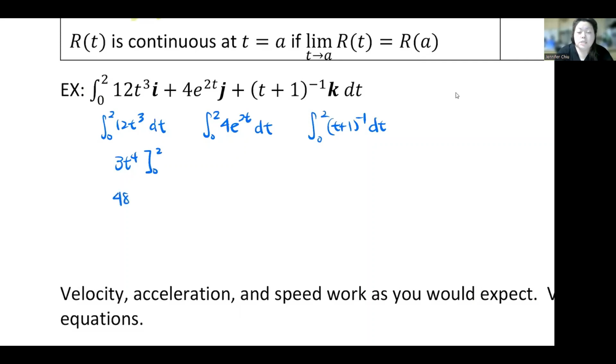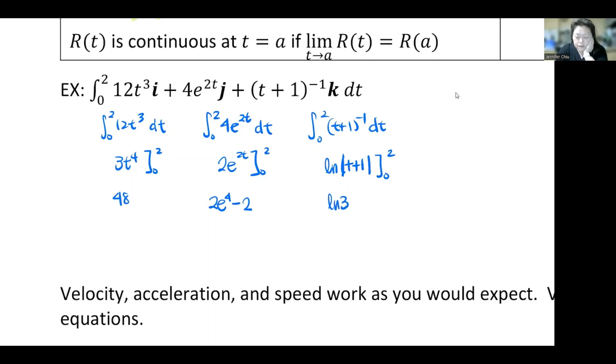Second one, you get 4e to the 2t, so when you take the antiderivative, the 2 on the exponent will come out as a reciprocal, so it's 4 over 2. This will give you 2e to the 2t, evaluated from 0 to 2. Plug in the 2, you get 2e to the fourth minus 2e to 0, so that's 2. So that's 2e to the fourth minus 2. Last one here, you have t plus 1 to the negative 1 power. So that's really 1 over t plus 1, which will antiderivatize to be natural log of t plus 1, right? And evaluate from 0 to 2. So plug in the 2, you get natural log of 3 minus natural log of 1, which is 0.